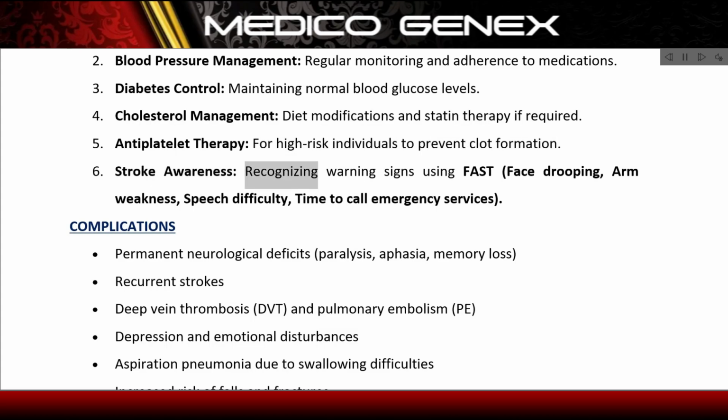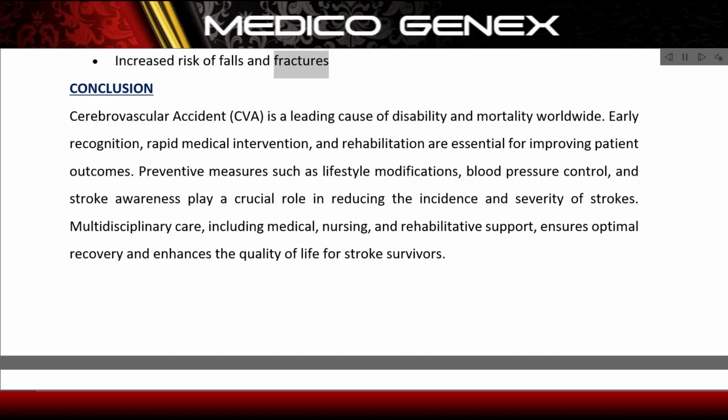Stroke awareness, recognizing warning signs using FAST: face drooping, arm weakness, speech difficulty, time to call emergency services. Complications. Permanent neurological deficits, paralysis, aphasia, memory loss. Recurrent strokes. Deep vein thrombosis, DVT, and pulmonary embolism, PE. Depression and emotional disturbances. Aspiration pneumonia due to swallowing difficulties. Increased risk of falls and fractures.